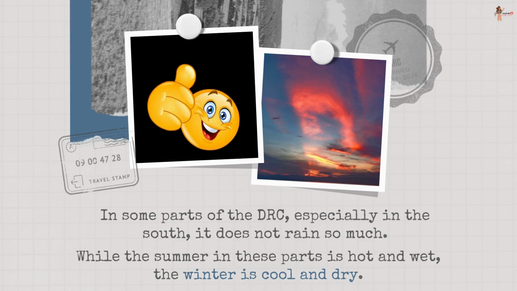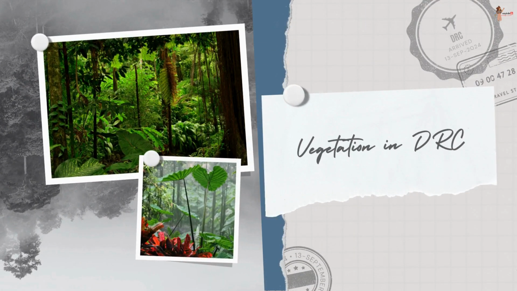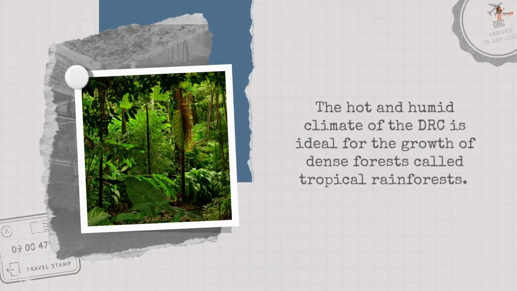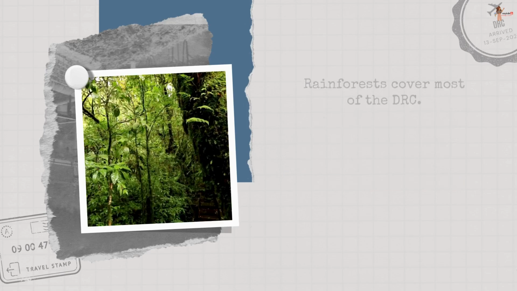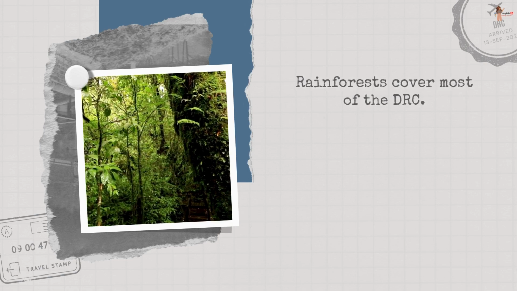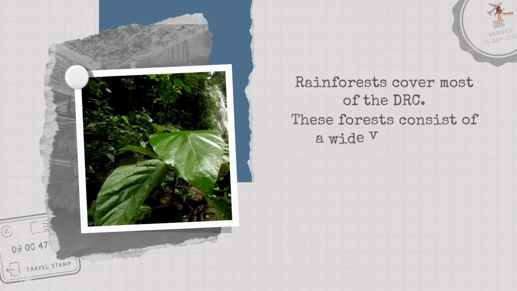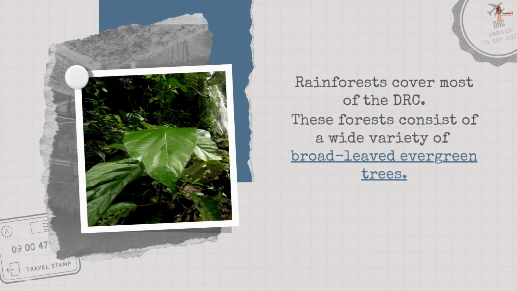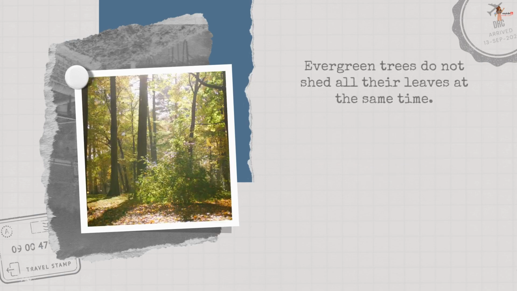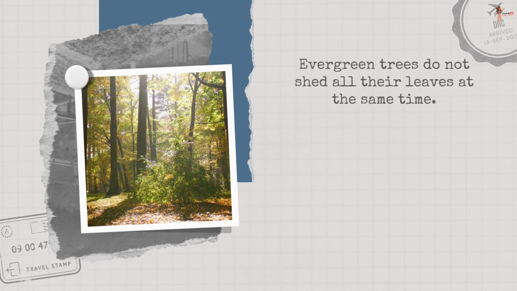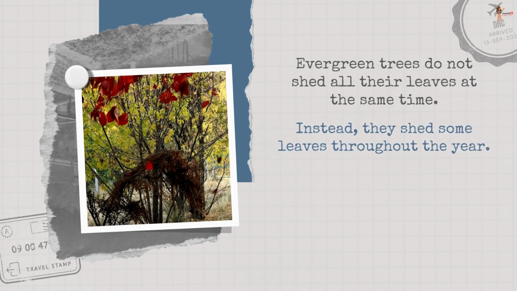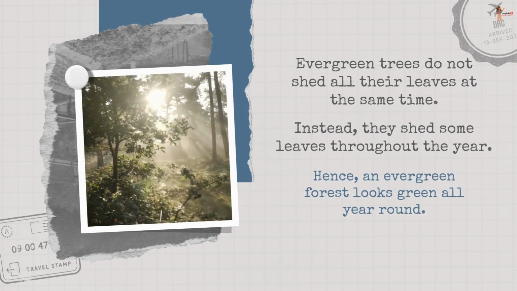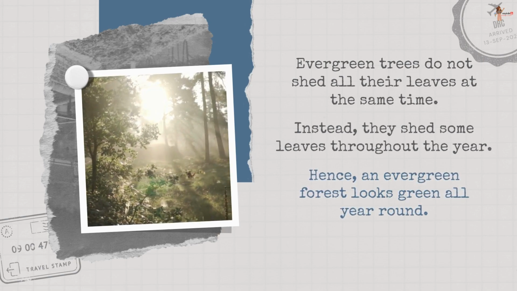And then we would move to our next topic, which is vegetation. The hot and humid climate of the DRC is ideal for the growth of dense forests called tropical rainforests. Rainforests cover most of the DRC. These forests consist of a wide variety of broad leaved evergreen trees. Evergreen trees do not shed all their leaves at the same time. Instead, they shed some leaves throughout the year. Hence, an evergreen forest looks green all year round.